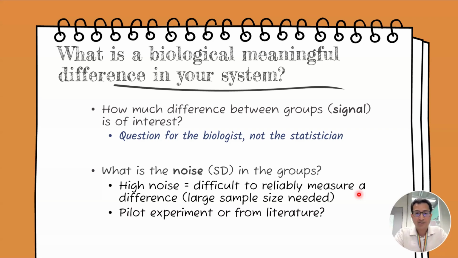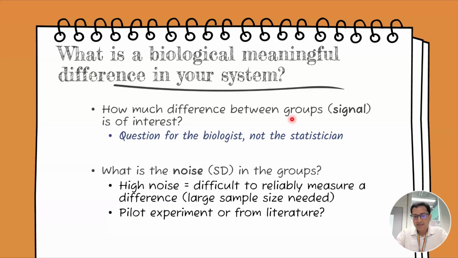Let's say you have a new drug for cholesterol. How much of a reduction in cholesterol levels by this new drug would you be satisfied with? Is that a 25% reduction? Is it a 50% reduction? That's a question for you as the biologist to answer. And of course, you also would need something called the noise, the standard deviation in the groups, which you can get from a pilot experiment or from literature.